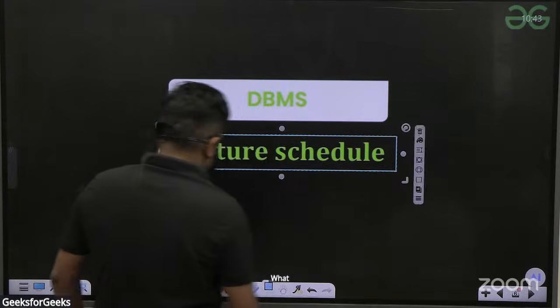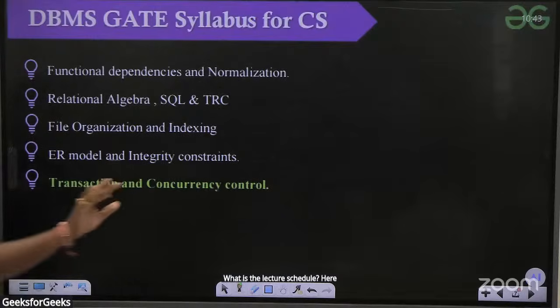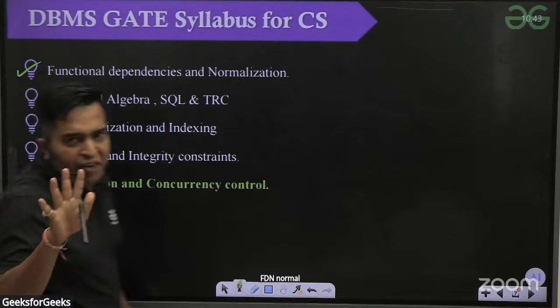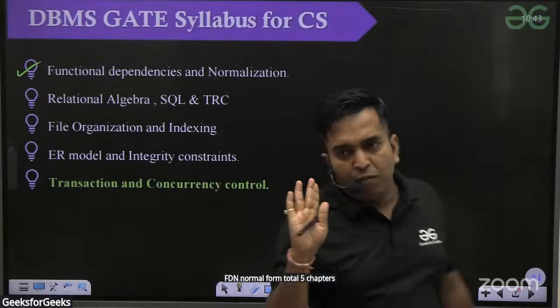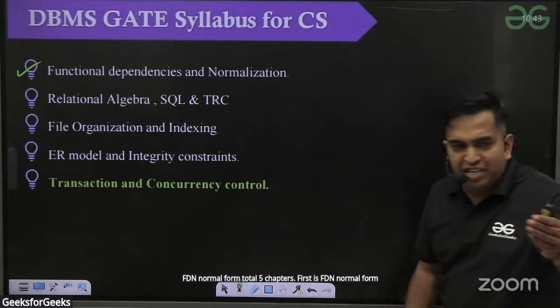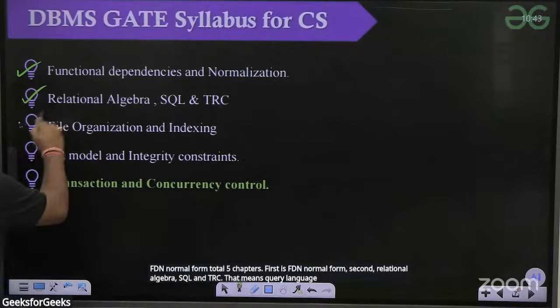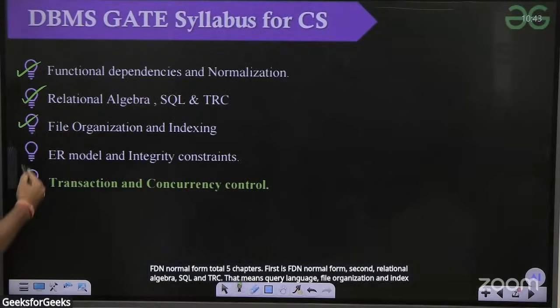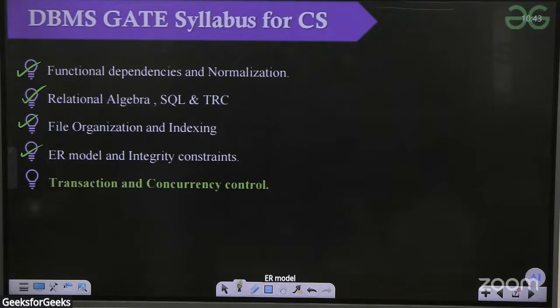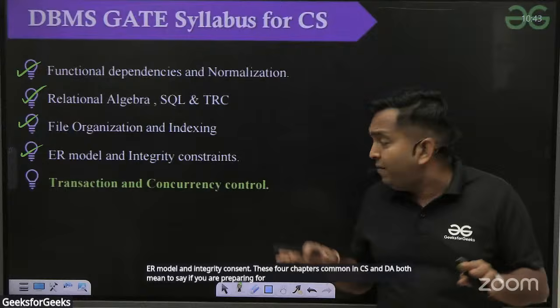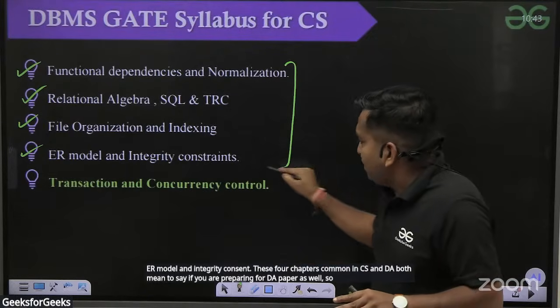What is the lecture schedule? Here you can see in computer science, FD and normal form, total 5 chapters. First is FD and normal form. Second, relational algebra, SQL and TRC, that means query language, file organization and indexing, ER model and integrity constraint. These 4 chapters are common in CS and DA both.